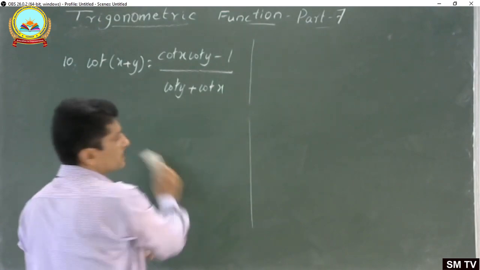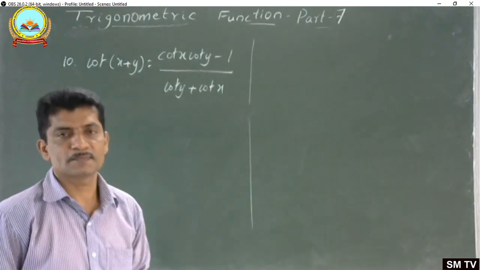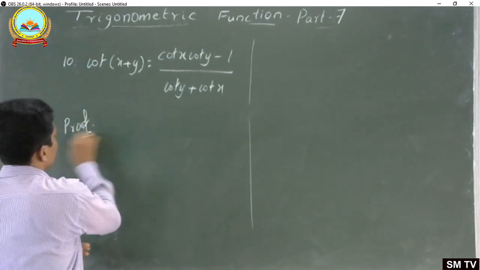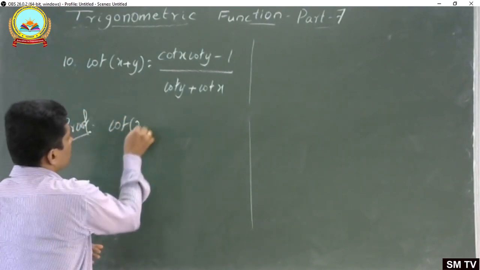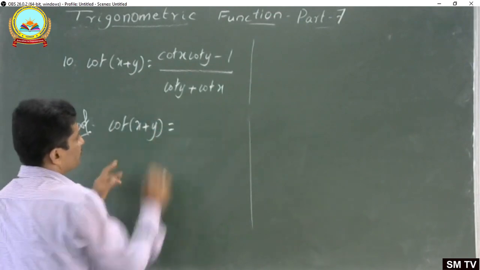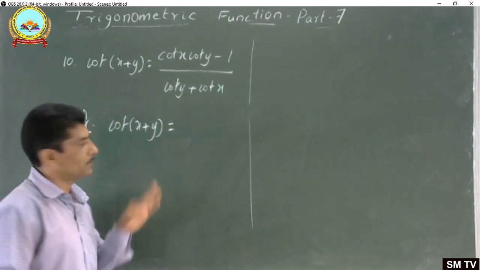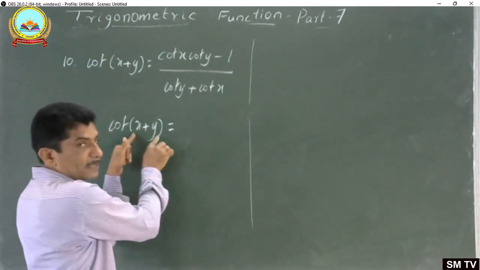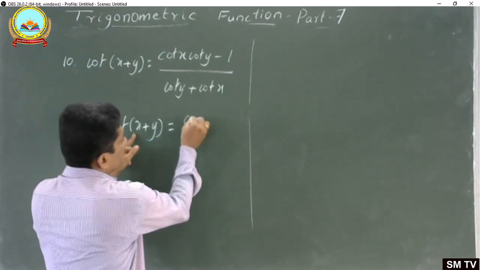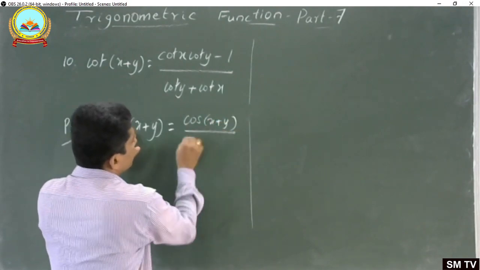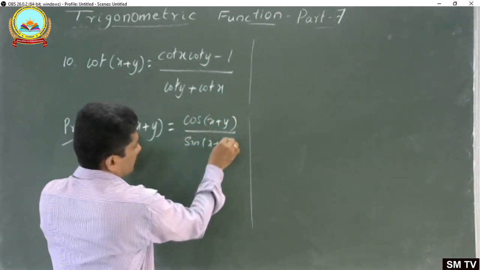Here the proof is similar to the definition of cot functions. The proof is very simple. We are taking cot of x plus y by using definitions. The definition: cot x is cos x divided by sin x. Here x is replaced by x plus y. Therefore this value is cos of x plus y divided by sin of x plus y.